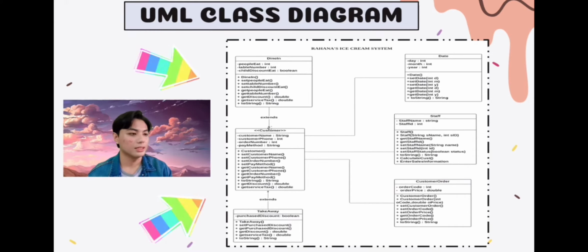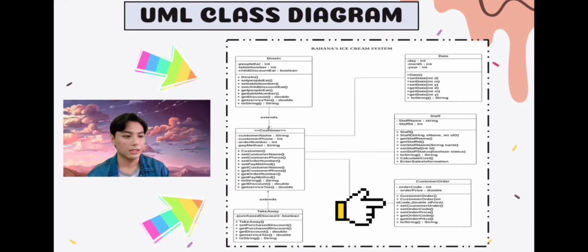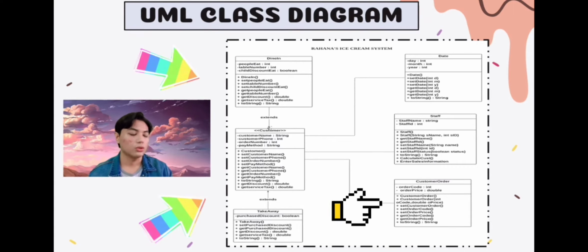The last one is the class for customer order. We will have 2 attributes: order code as integer, order price as a double. Okay, the methods will be set the order code and order price, and get order code and order price. It also has the toString method to show the output.